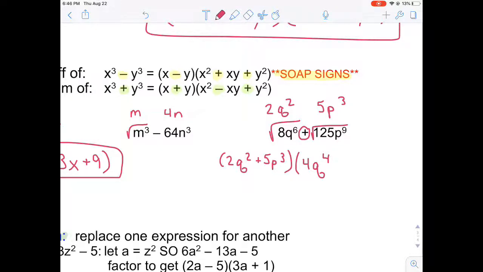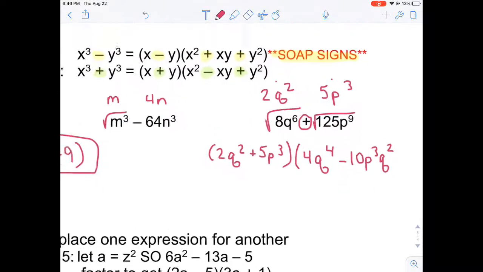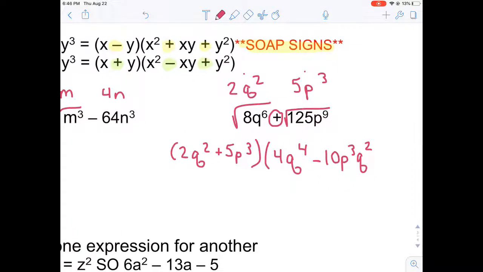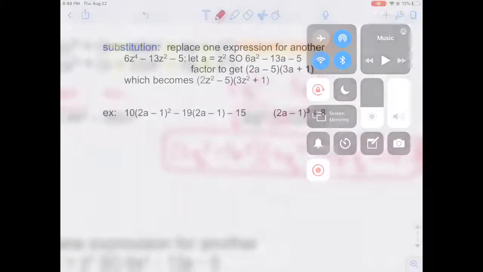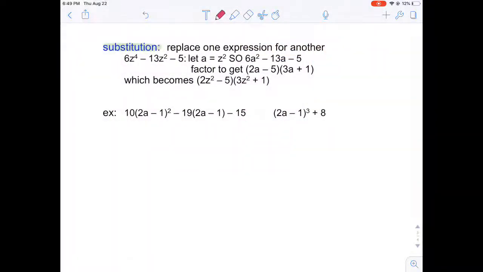Okay, then we're going to do an opposite sign, so it's going to be minus. You're going to multiply your two terms together. So 10p to the third q squared. And then the back part will be your second term squared. So 25p to the 6th. Alright, so hopefully the sum and difference of cubes went well for you.